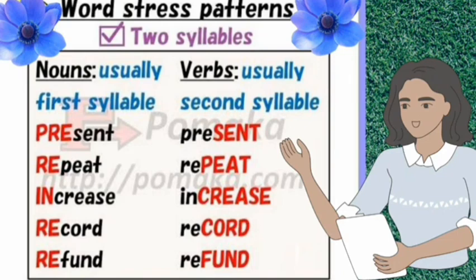Repeat, repeats. Increase, increase. Record, record. He recorded a live performance. You notice the difference between the words acting as nouns or adjectives and also the words acting as verbs.